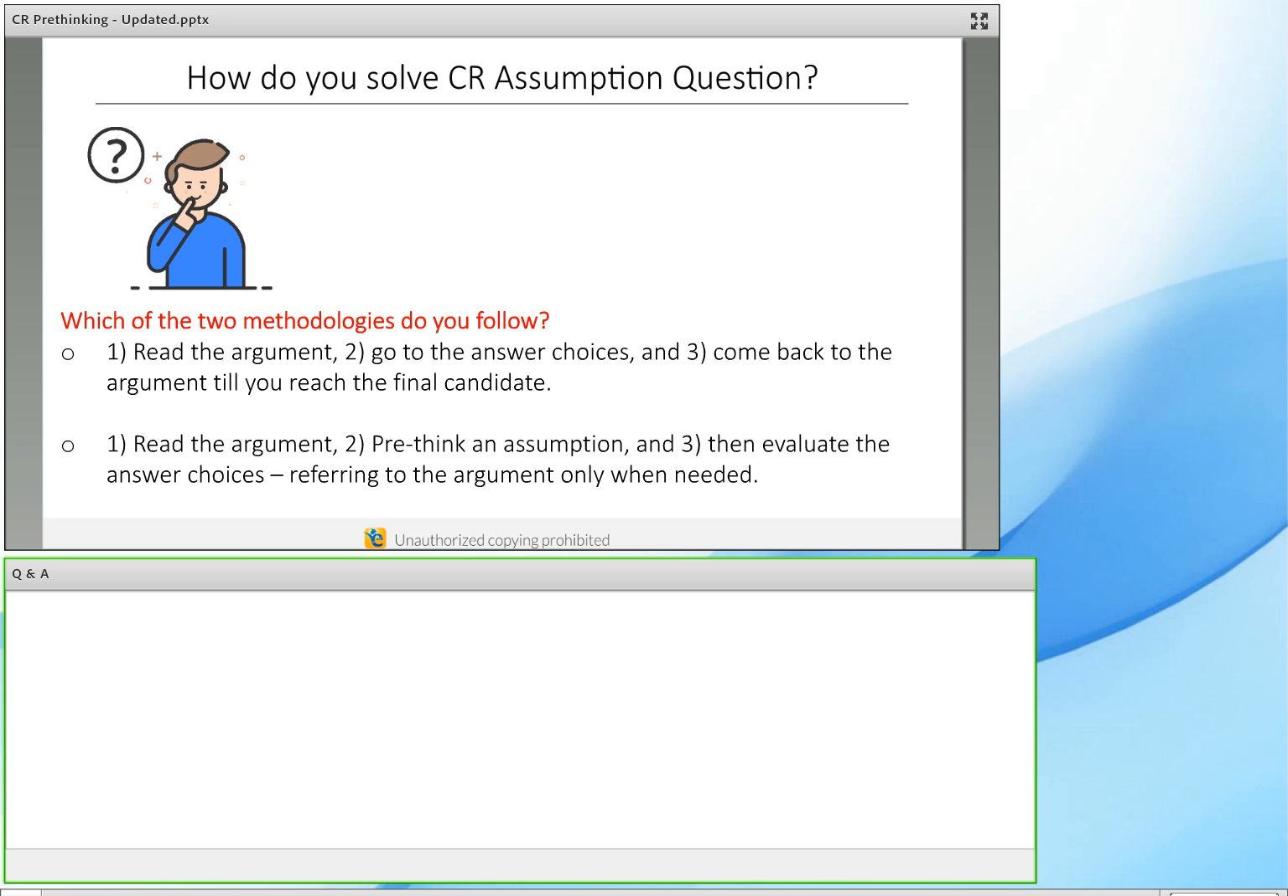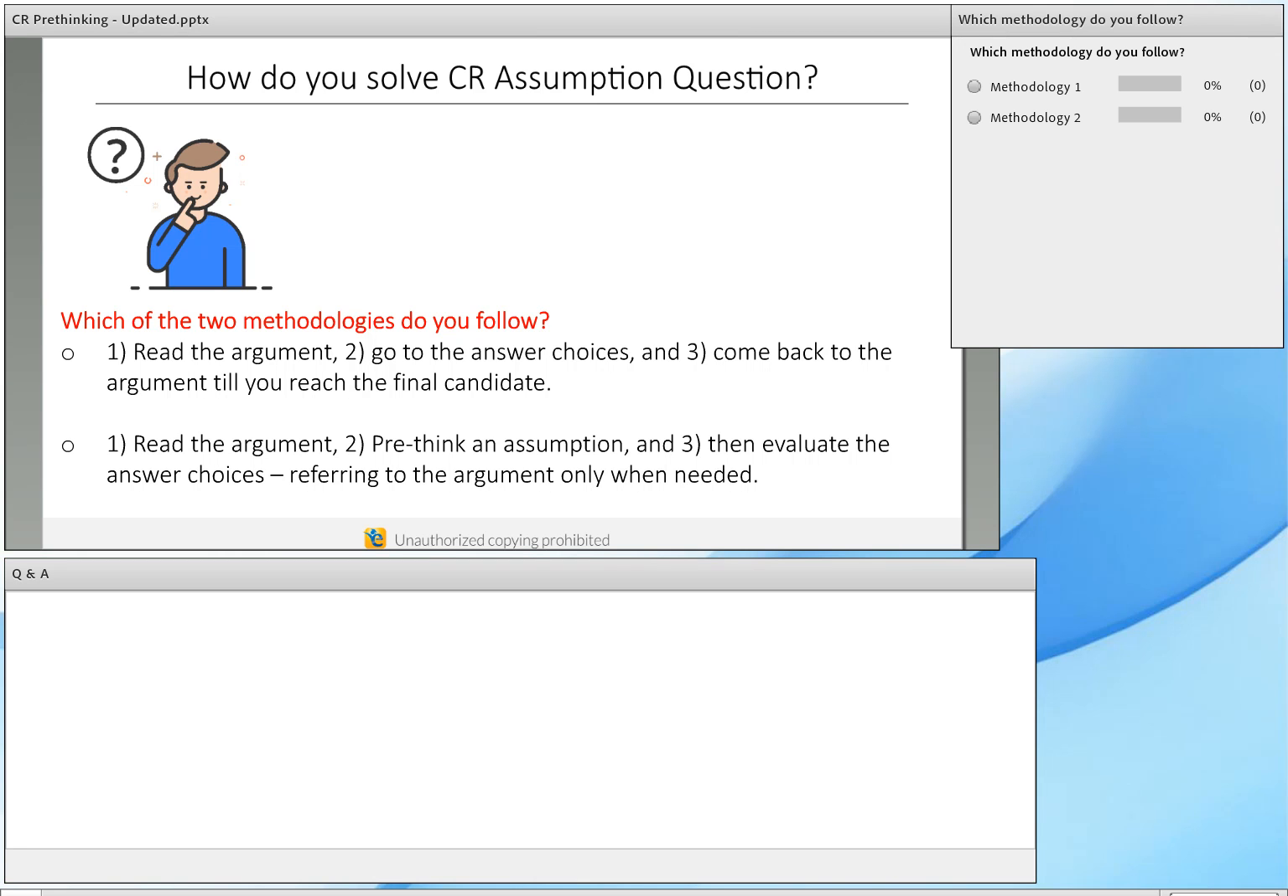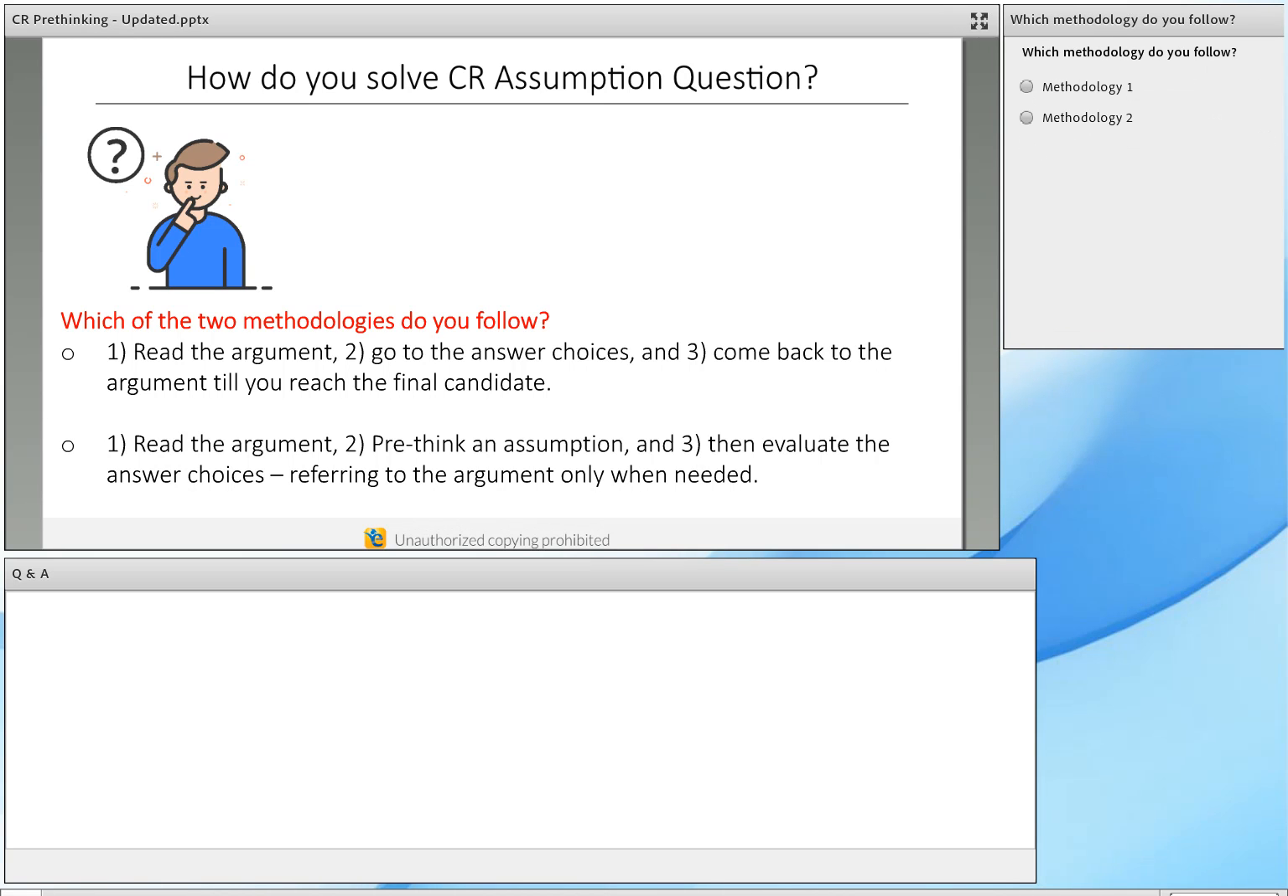Okay. So which methodology do you follow? There are two methodologies that are dominant today. One is, you read the argument, you then go to the answer choices and do back and forth till you reach the best candidate, or you read the argument, you pre-think an assumption, and then evaluate the answer choices, coming back to the argument only when needed.